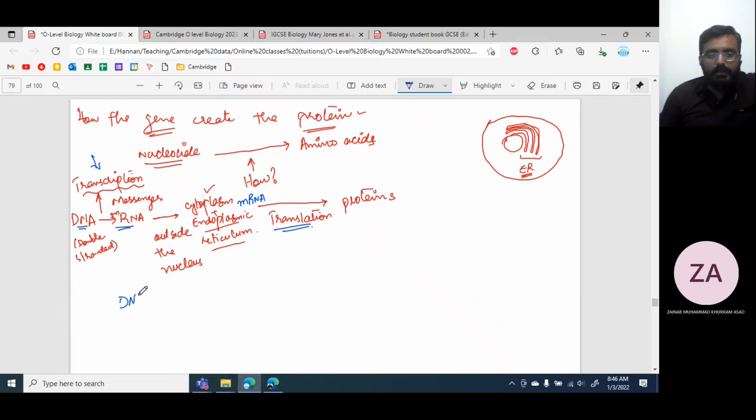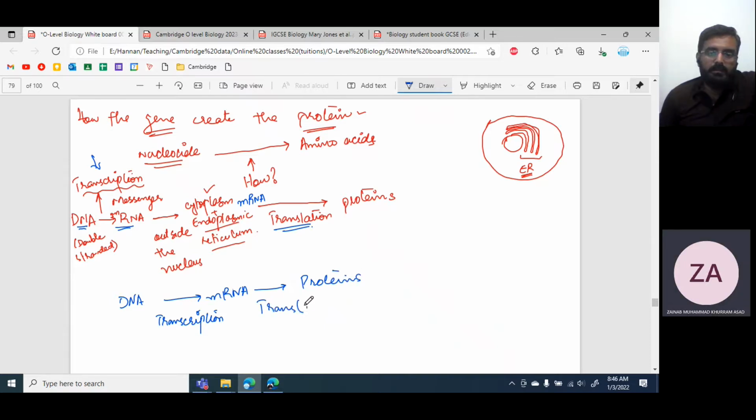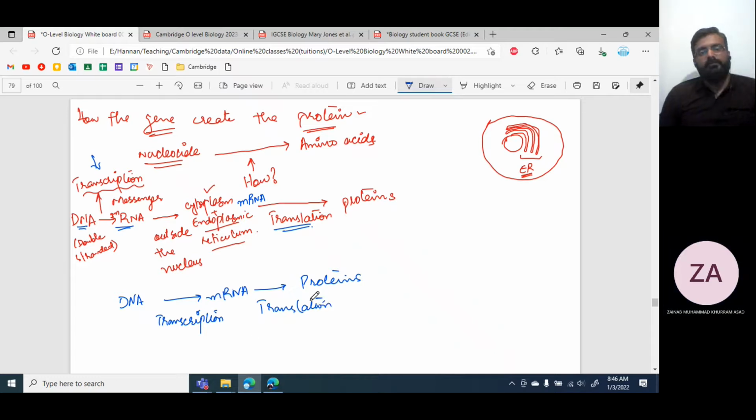Let me make it very simple. DNA to messenger RNA: this phenomenon is known as transcription. And messenger RNA into proteins: this phenomenon is known as translation. Now, how would it be converted? We have to take a slight glimpse of how translation occurs, or how the protein is made.